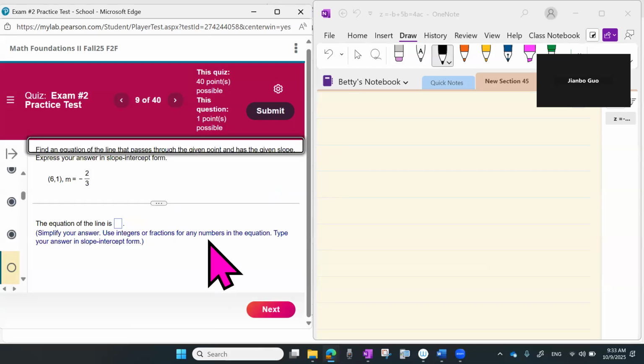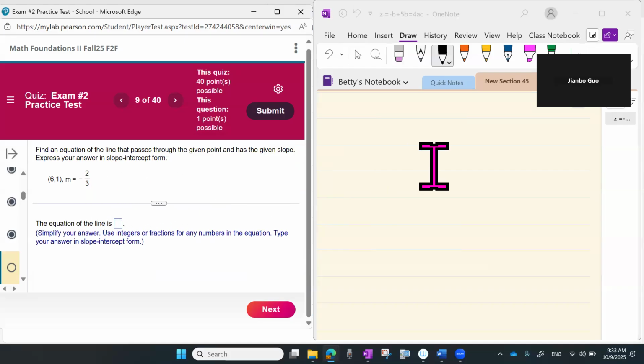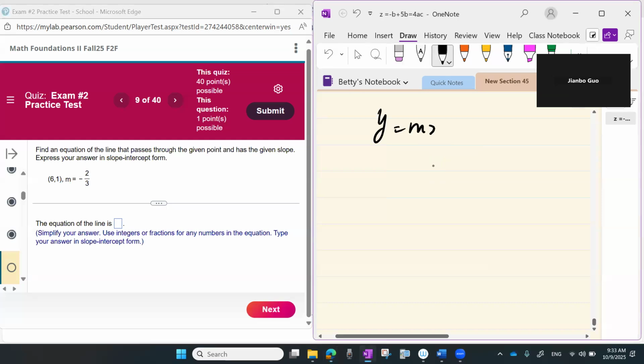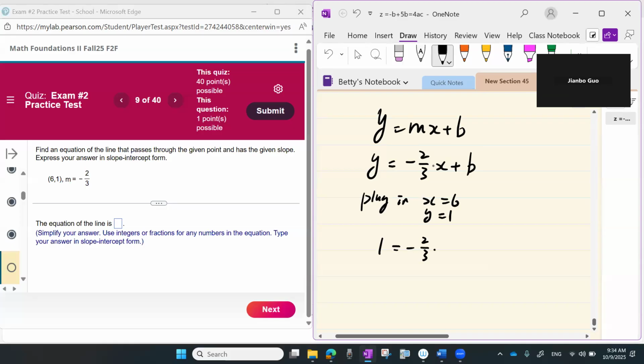Question number 9. Find an equation of the line that passes through the given point and has the given slope. Express your answer in slope-intercept form. Okay, very good. Let's say the equation we are looking for is y equals mx plus b. m is given as negative 2 over 3. How do we find the b? We plug in x equals 6, y equals 1. So y is 1, x is 6, plus b.